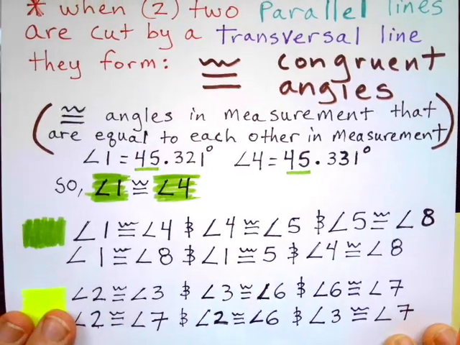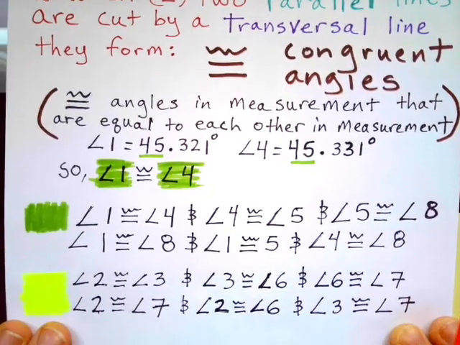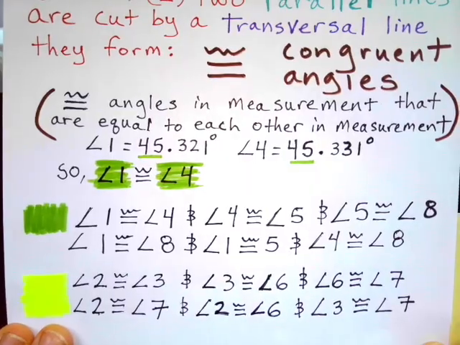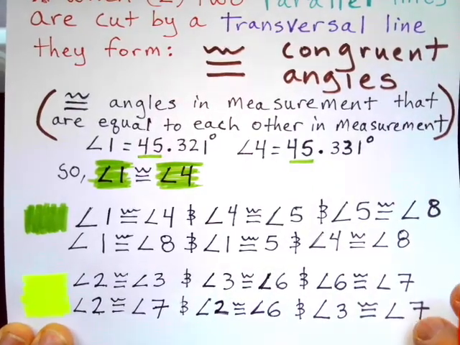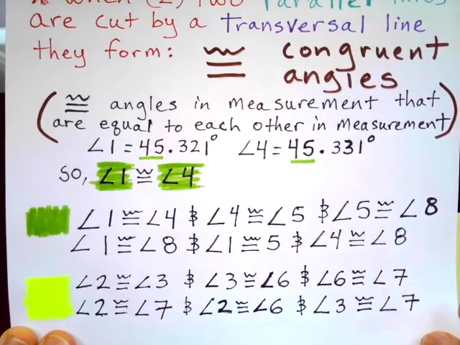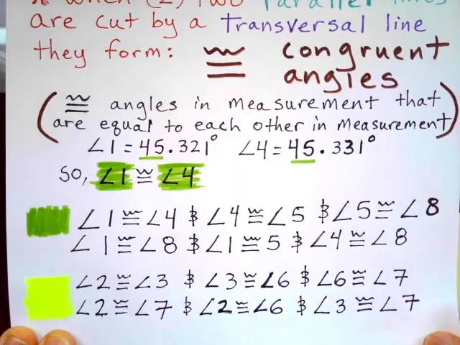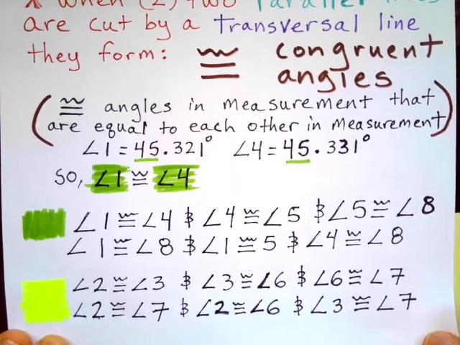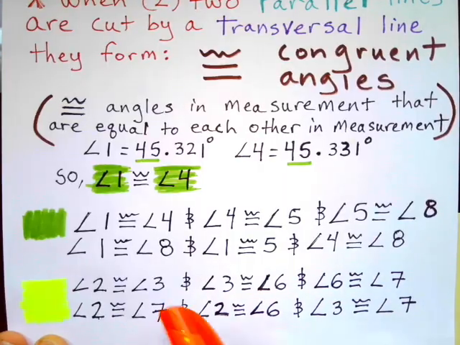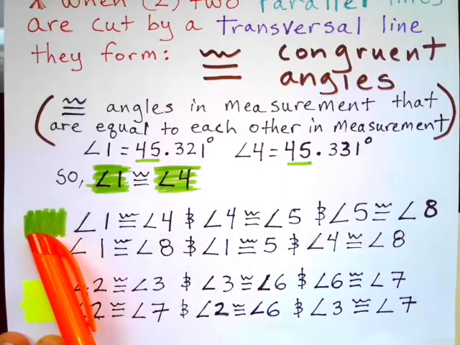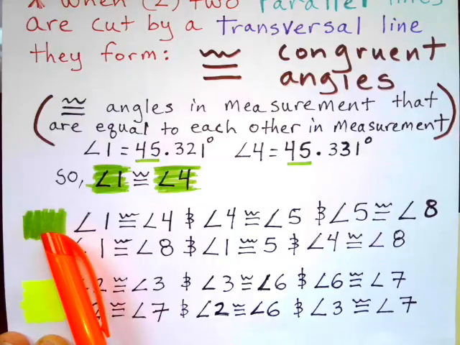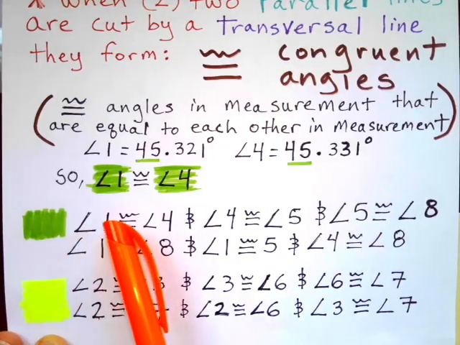Again, you can stop, pause, rewind, watch this video again if you need to. I'm going to go over these, and I'd love to show you the diagram above as I go through these. So anything highlighted in green is congruent to each other.